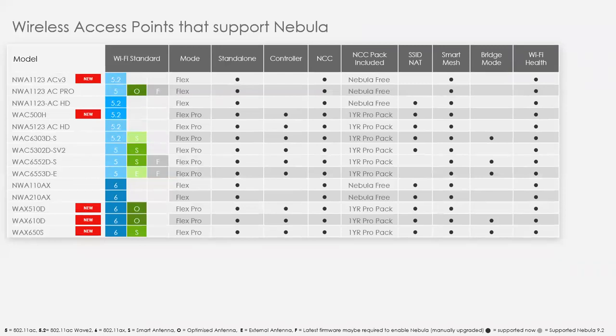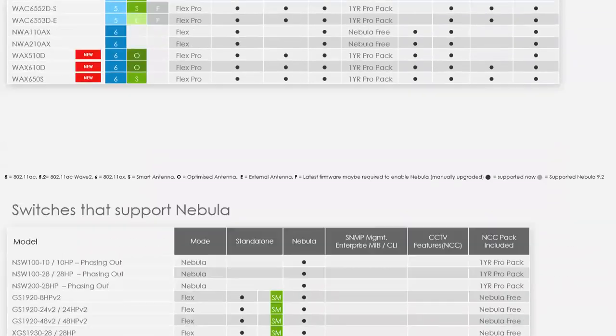So when it comes to Nebula support, this is most of the Nebula supported APs. We've still got some other models that are available but being phased out later this year. Just about everything here nowadays supports Nebula Flex or Nebula Flex Pro, from our cheap little $89 access point here all the way up to our $650 flagship Wi-Fi 6 access point.